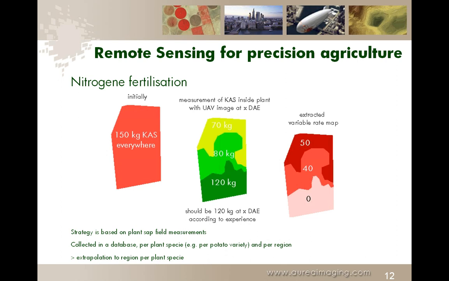So where before we should throw 150 kilos per hectare everywhere, now it is 50 in the north, 40 kilos in the middle, and no extra fertilizer at the lower part of the field, which means, especially in terms of money, a big difference, but also for the environment, of course.